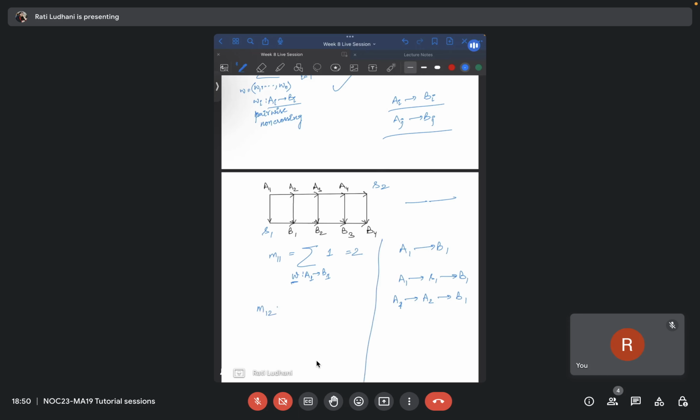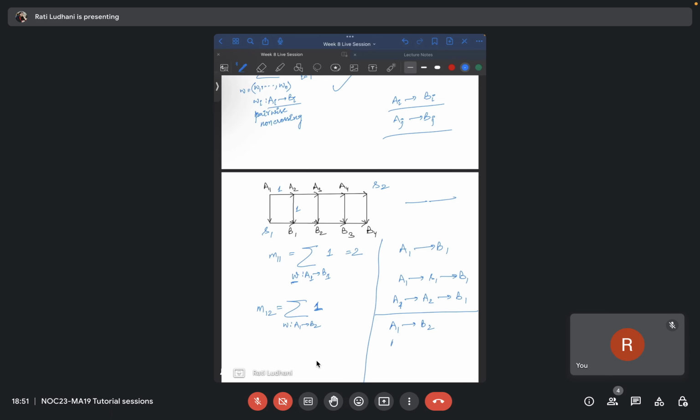What is M12? Again, you will consider all the paths from A1 to B2. And again, every path has weight 1, so the product will be 1. So you are just calculating how many paths there are, because you are just adding 1. This is a sum of ones. So let's see what we have for A1 to B2. Can you tell me?